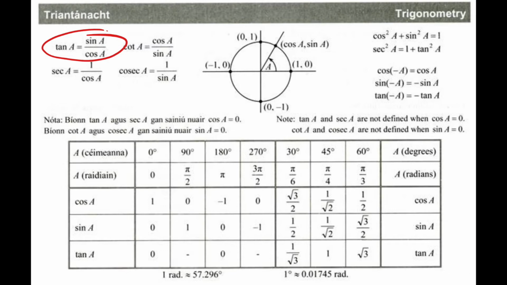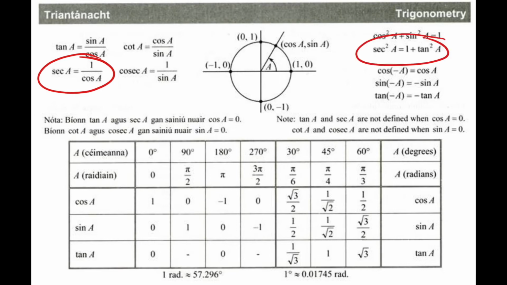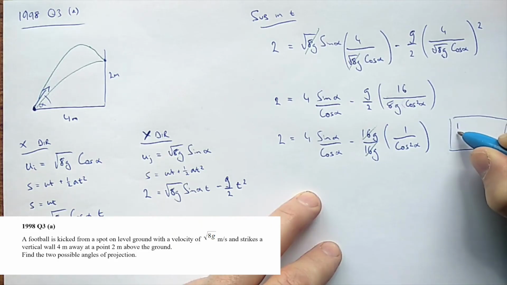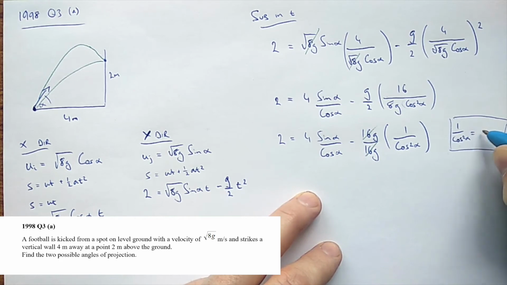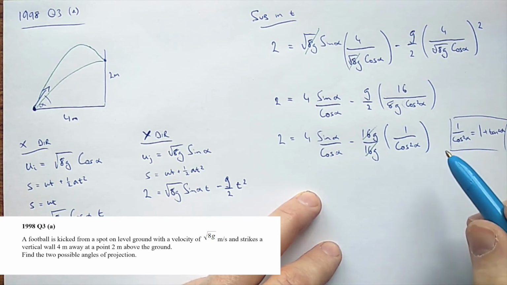Now, the next one is a little more subtle to find. We use the idea here of sec alpha. The secant of alpha is 1 over cos alpha. And if we look on the other side here, the secant squared of alpha is 1 plus tan squared. So that gives us a little bit of information: 1 over cos squared alpha is 1 plus tan squared alpha. That's what we're going to use to solve this.